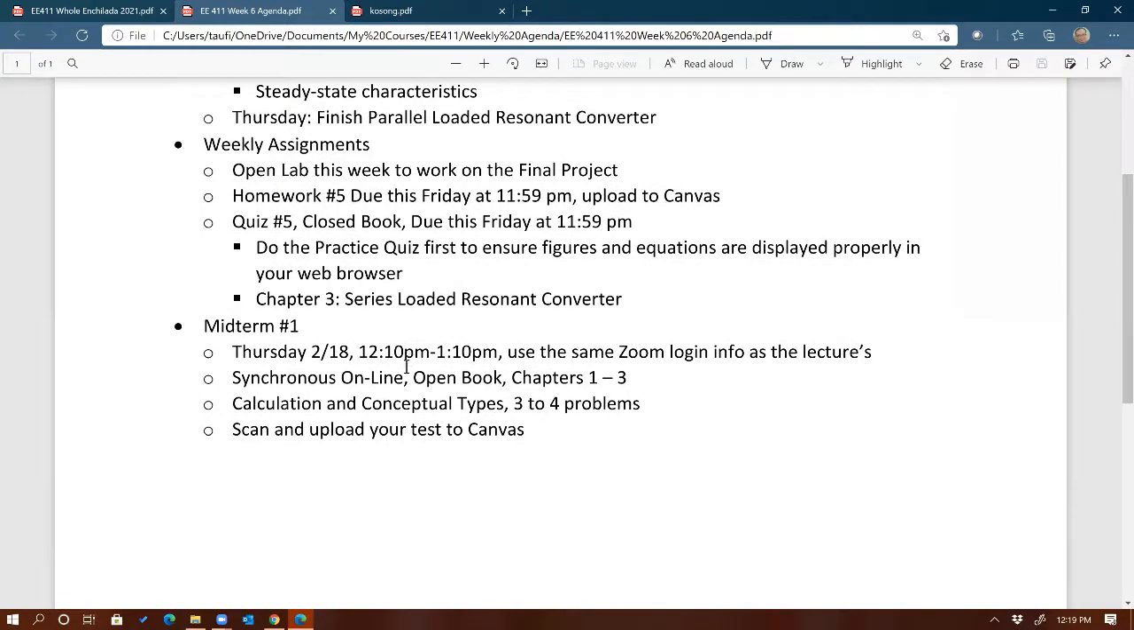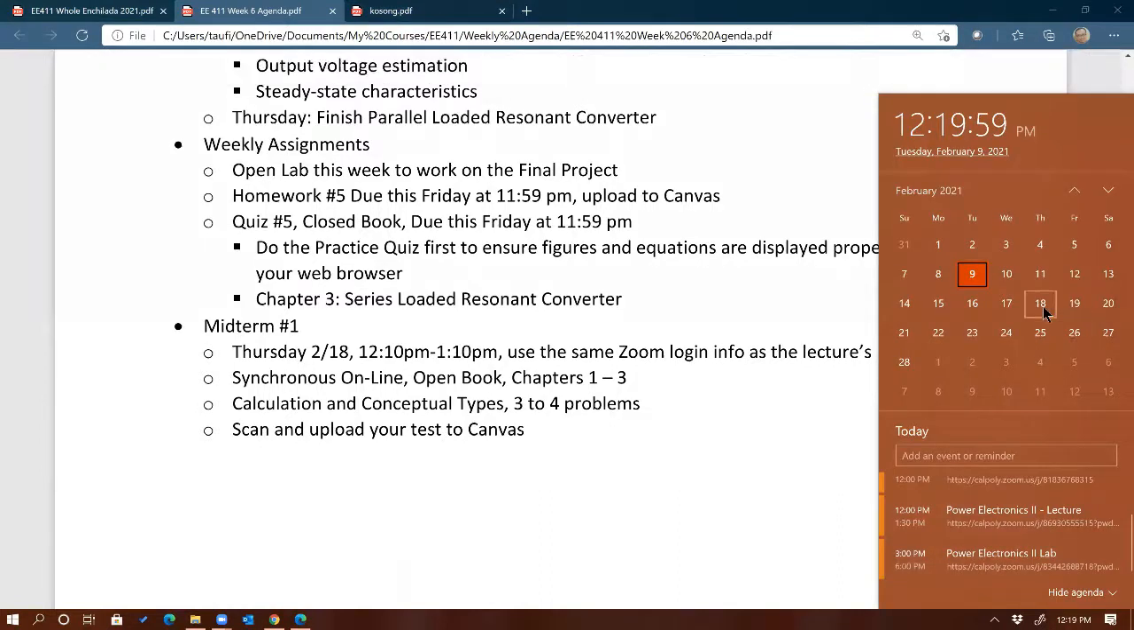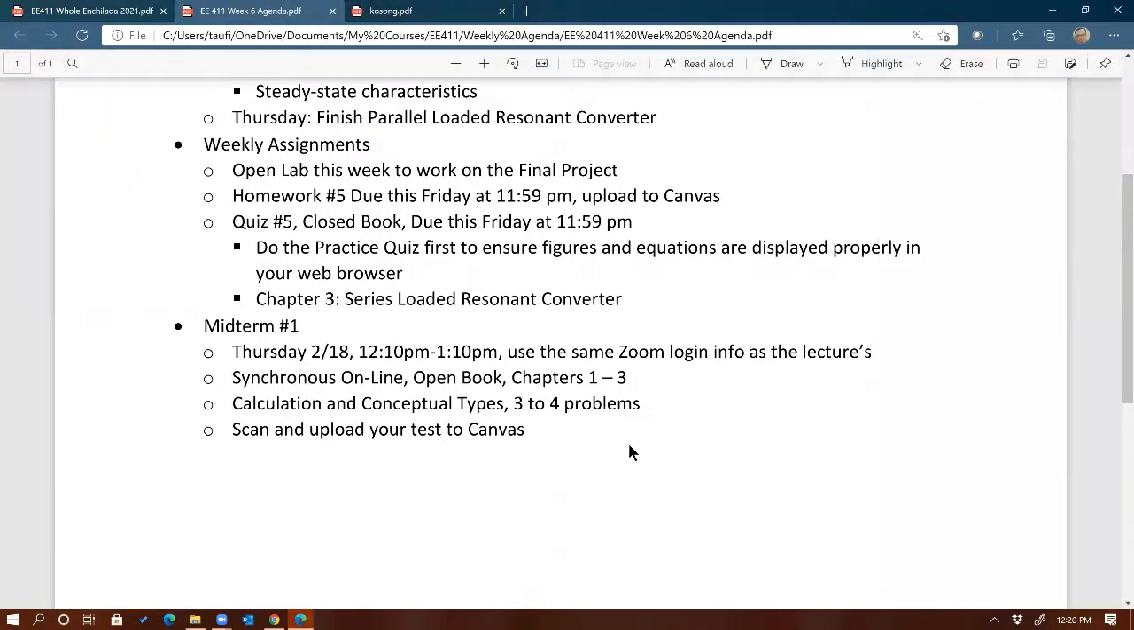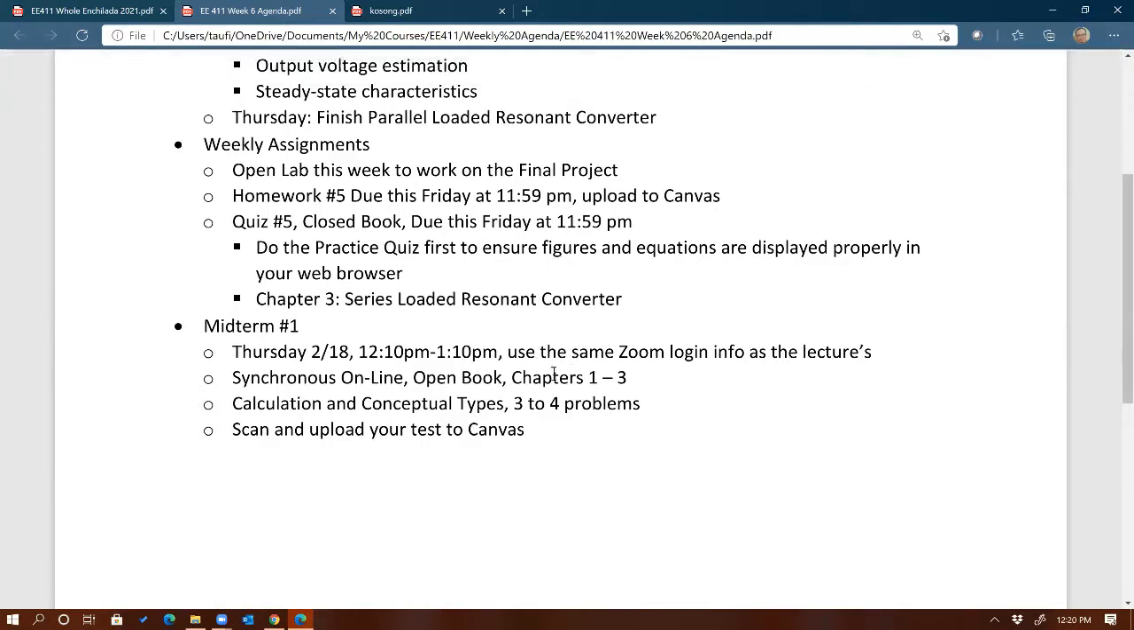Midterm number 1 is going to be next week, Thursday. Is that the right date? Sometimes I put the wrong date. It is the right date. It's 12:10 to 1:10, so a 1 hour midterm, and then the remaining time will be used for you to scan the test and upload it, just like in EE411. You scan them and upload them to Canvas. It's going to be a synchronous online test, open book, open notes, homework solutions, whatever you want to use for your test. You can use any other textbooks as well if you prefer.